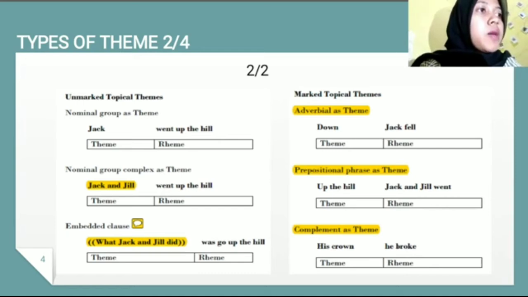And the next is prepositional phrases as theme. The sentence is up the hill Jack and Jill went. Up the hill as theme and Jack and Jill went as rhyme. And complement as theme. The sentence is his crown he broke, and his crown as theme and he broke as rhyme.